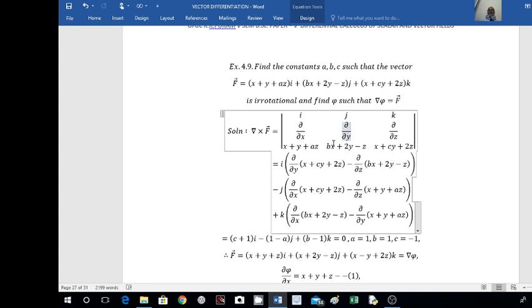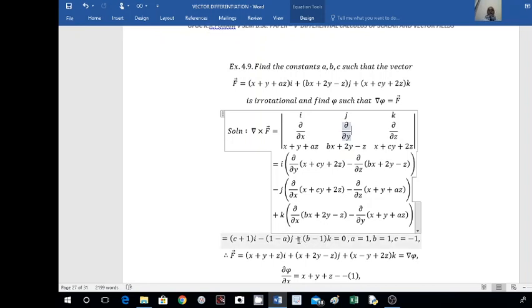Minus dou by dou z of this. Dou by dou z of this is minus 1 here. So minus of minus, this is equal to plus 1 into i. Minus j into dou by dou x of this is 1, minus dou by dou z of this is equal to a, so 1 minus a. Plus k into dou by dou x of this is b, minus dou by dou y of this is equal to 1.